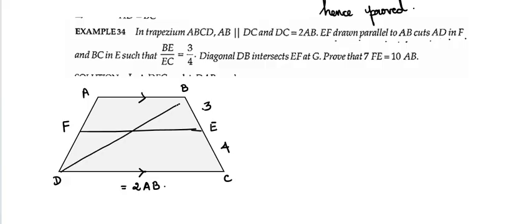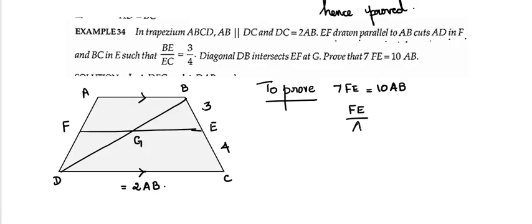Diagonal BD intersects EF at G. We have to prove that, 7 times FE equal to 10 times AB, or FE by AB is equal to 10 by 7. I am not writing given. As of now, it is wasting my time.